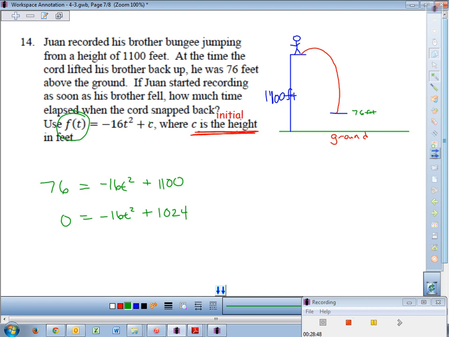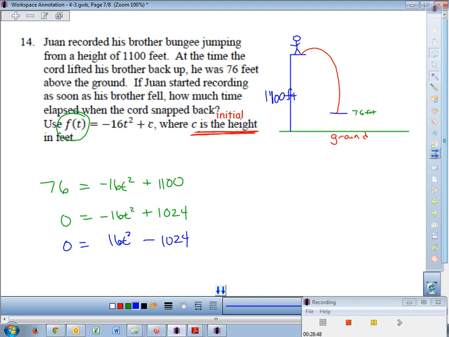What could I do to change that for me? So how about 0 equals 16t squared minus 1024? Is everybody okay with that? Let's go through the list. Is the a value 1? Nope. Is there a GCF that we could take out? Oh yeah, those are both even numbers.